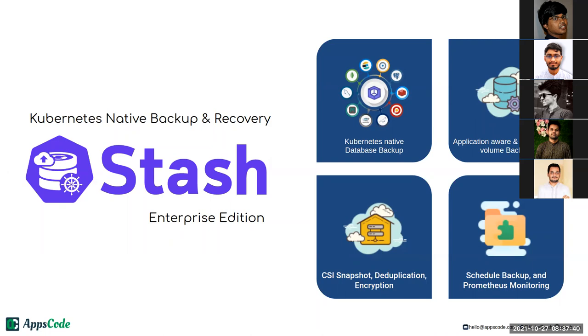Stash also uses RESTIC under the hood, so it can deduplicate your backup data. Deduplication means Stash will only upload the data that is new compared to the previous backup data. So it will not upload the whole data again, and it saves a significant amount of network traffic. Stash also comes with a built-in Prometheus monitoring system.